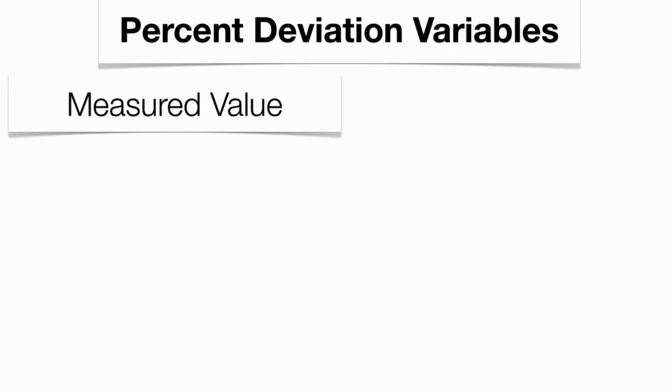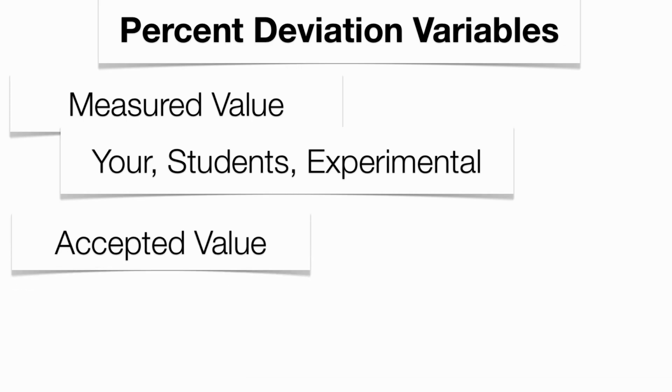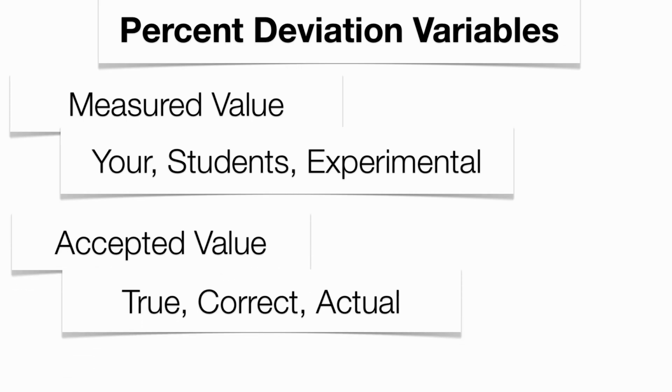So it's very important for you to have an idea that when you talk about the variables, measured values are going to be your value, a student's value, or the experimental value. The accepted value, some words that describe that, are the true value, the correct value, or the actual value. So percent deviation is the difference between the measured and accepted value divided by the accepted value, multiplied by 100.